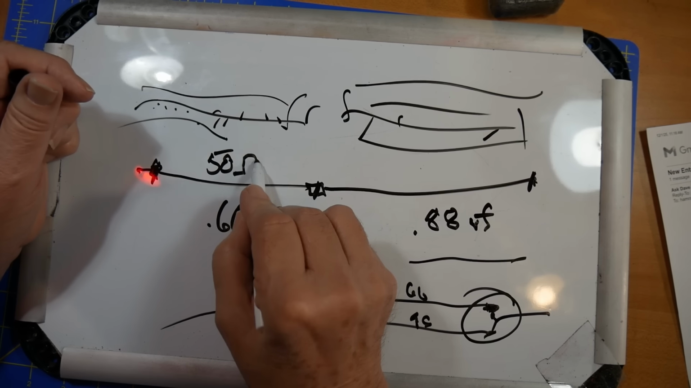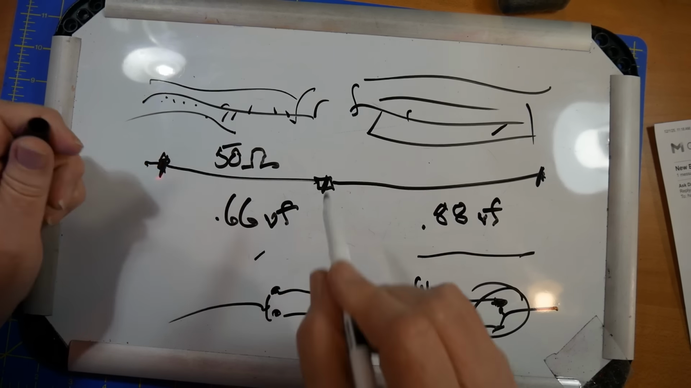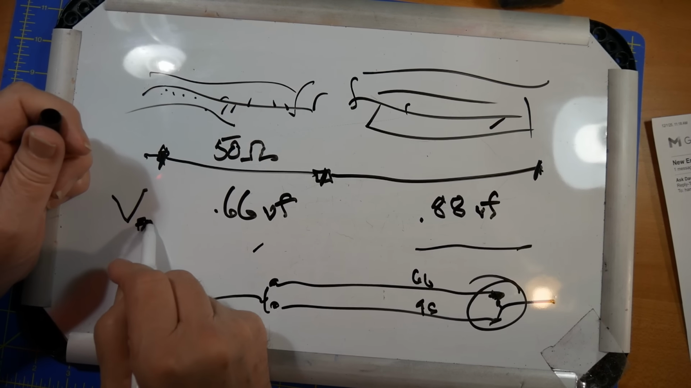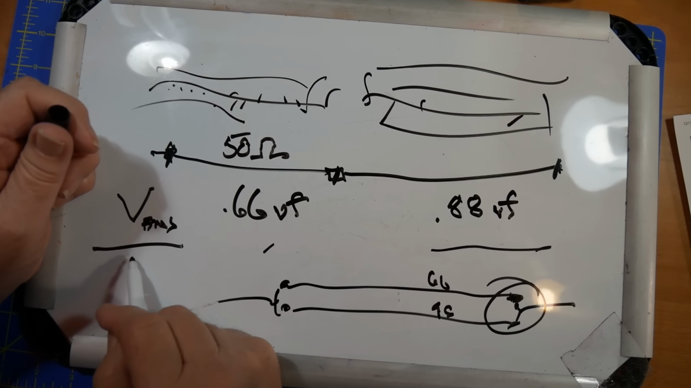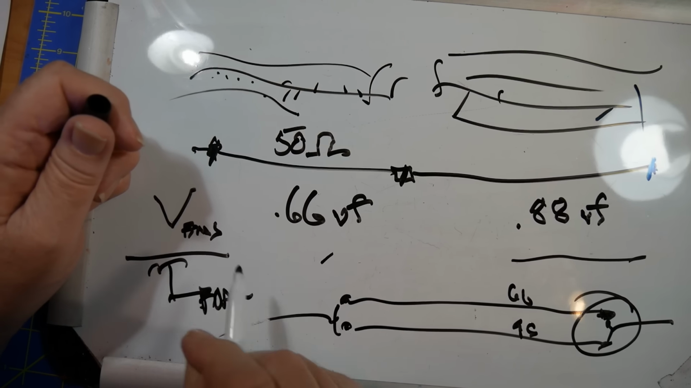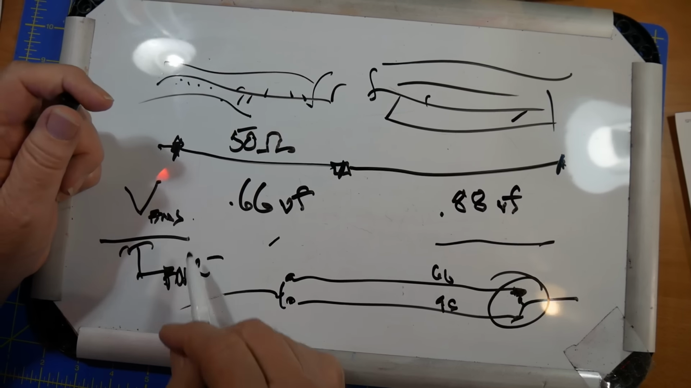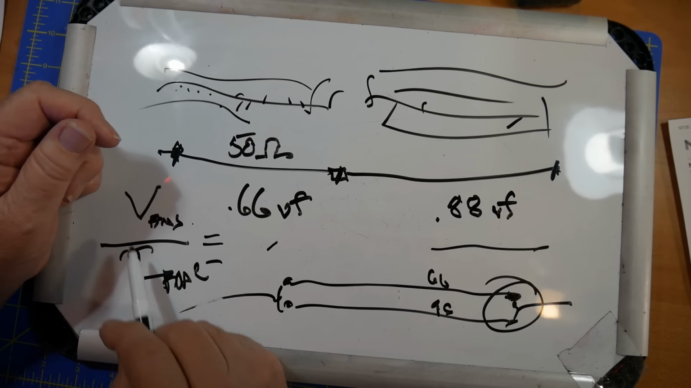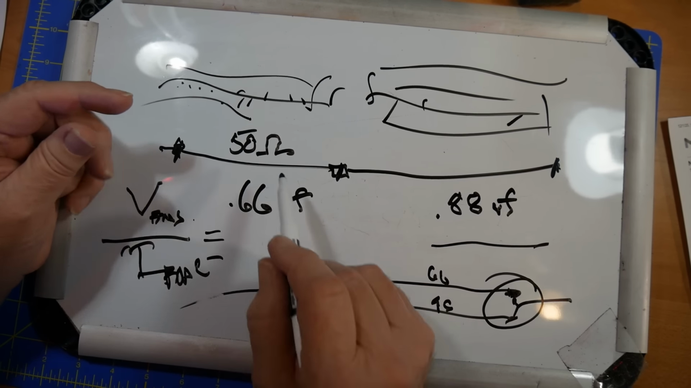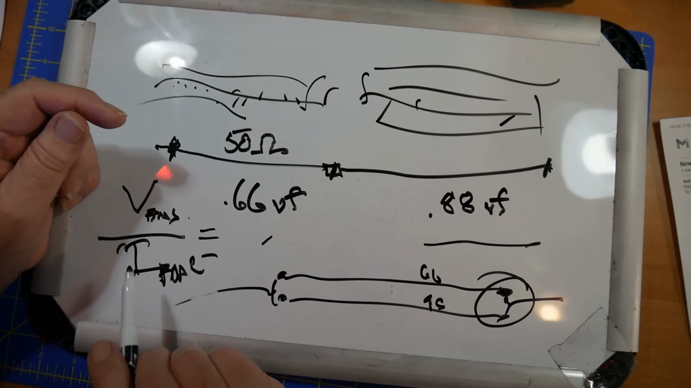Now 50 ohms is the so-called characteristic impedance, and this is the ratio of the voltage, RMS, over the current, RMS. The root mean square. Or you can do it peak, or you can do it peak to peak. As long as you do both the same way, that will give you the characteristic impedance. This is the ratio of the voltage to the current at RF.